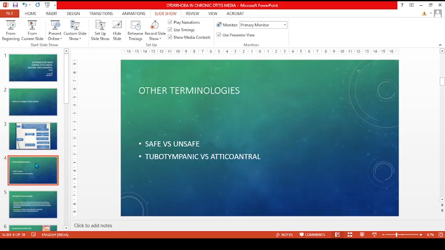The other terminologies commonly used in place of squamosal and mucosal type of CSOM include unsafe, atticoantral disease, and tubotympanic disease. Safe and tubotympanic being the other names for mucosal, unsafe and atticoantral disease being the other terms commonly used for squamosal.